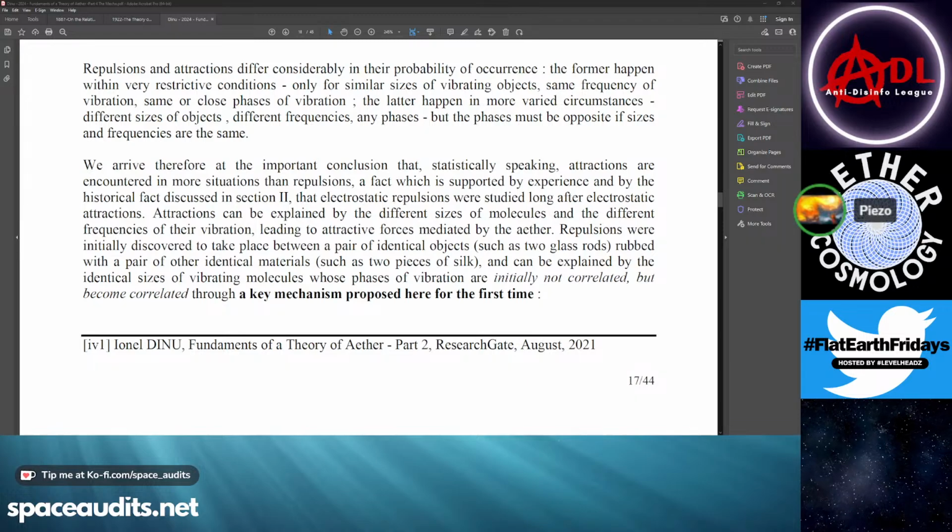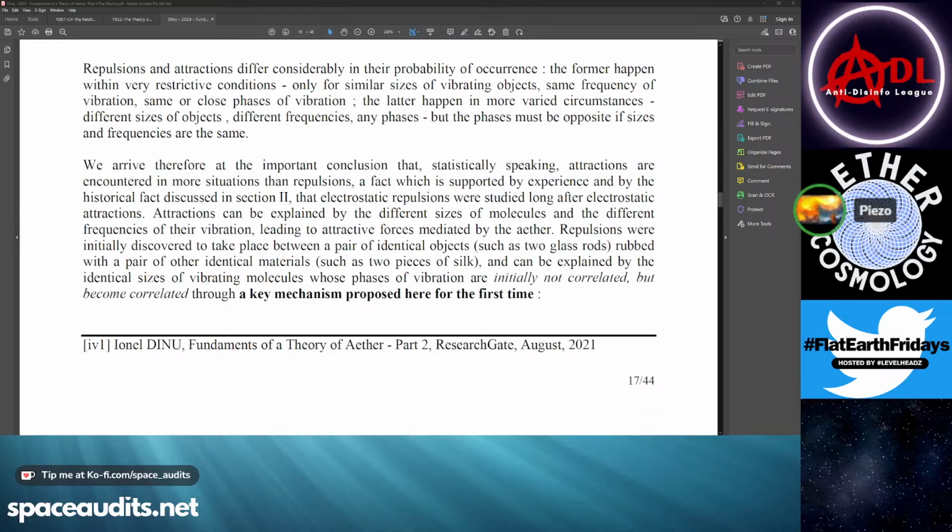We arrive, therefore, at the important conclusion that, statistically speaking, attractions are encountered in more situations than repulsions, a fact which is supported by experience and by the historical fact discussed in Section 2 that electrostatic repulsions were studied long after electrostatic attractions. Attractions can be explained by the different sizes of molecules and the different frequencies of the vibration, leading to attractive forces mediated by the ether.